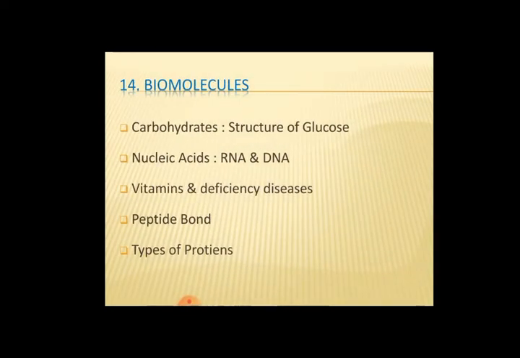Next one is biomolecules. You all know there are 4 biomolecules given: one is carbohydrates, second is proteins, third is vitamins, fourth is nucleic acids. Out of these, especially in carbohydrates, the structure of glucose is important. In proteins, the types of proteins and peptide bonds. In vitamins, the types of vitamins and the deficiency diseases of these vitamins. Then in nucleic acids, the structure of RNA and DNA is very important.